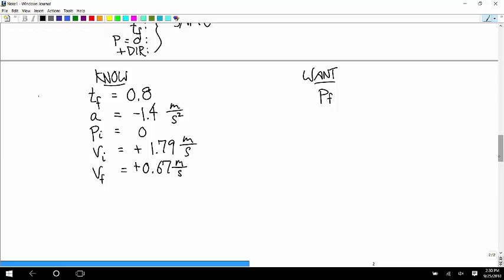I think you could use the equation that starts with P final, or you could use the equation that starts with 2A. I'm going to use this one: P final is equal to P initial plus V initial T final plus 1/2 A T final squared.